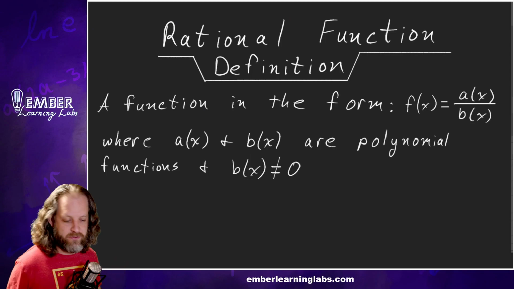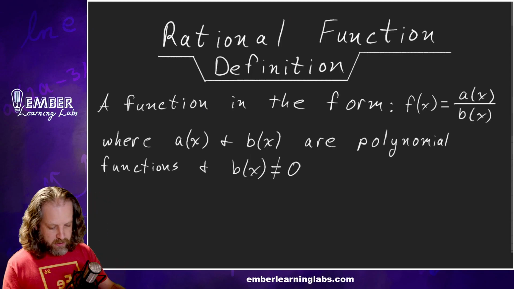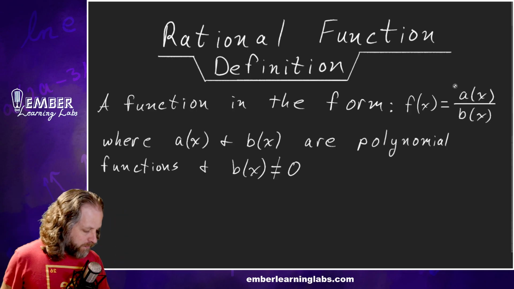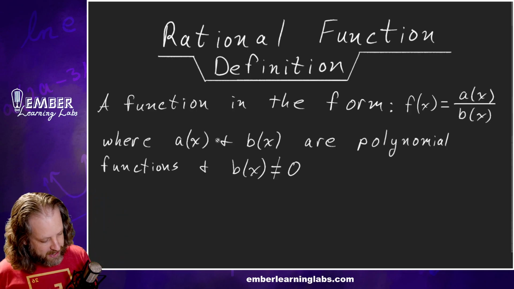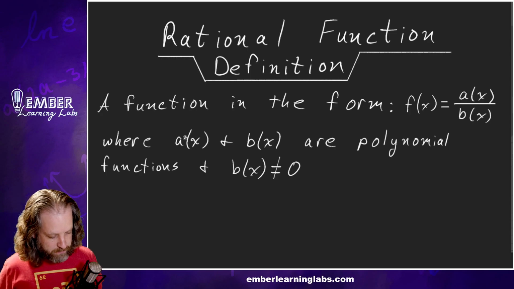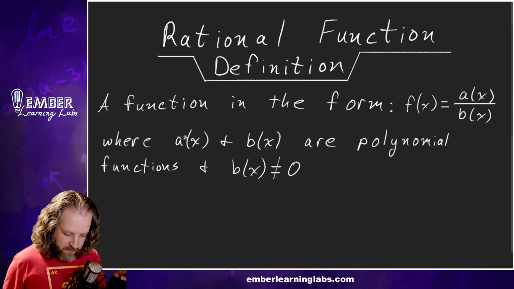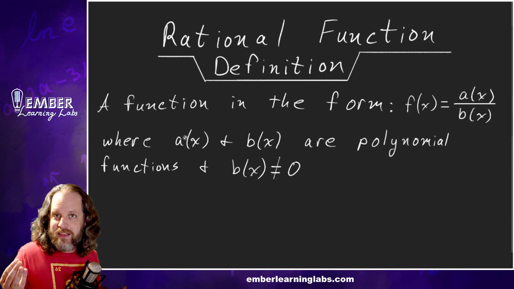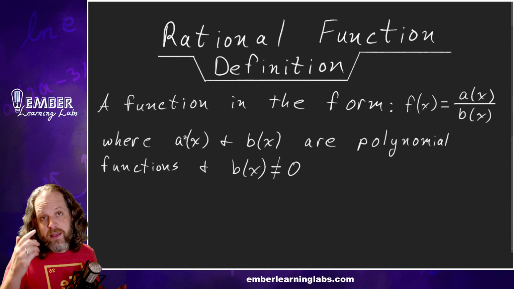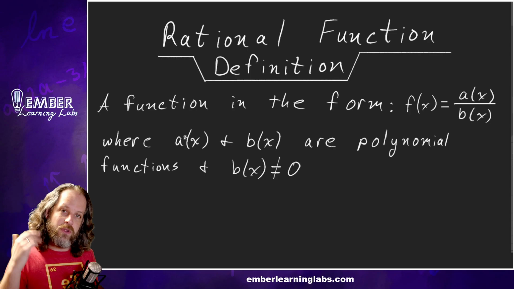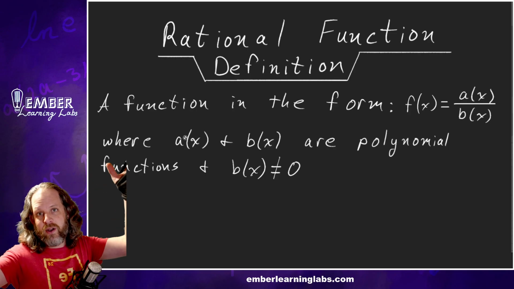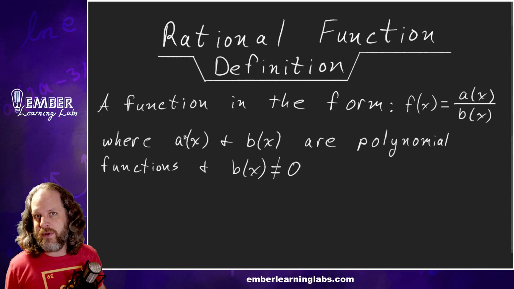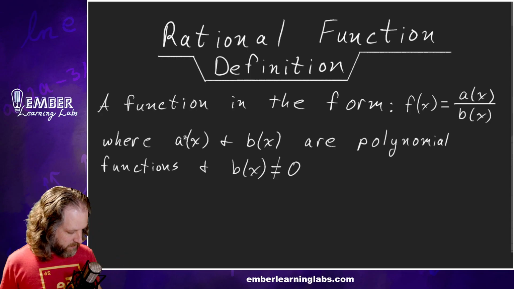So, what is a rational function? A rational function is a function in the form this, where a of x and b of x are polynomial functions, and b of x is not equal to 0. Basically, in short, it's like the reciprocal functions we learned about last time, but we've got variables in the numerator and variables in the denominator. That's really the biggest difference, right?